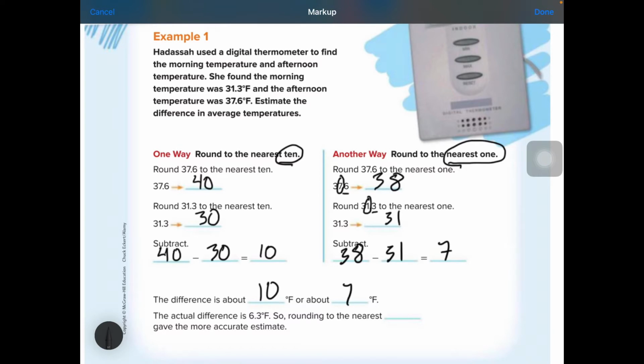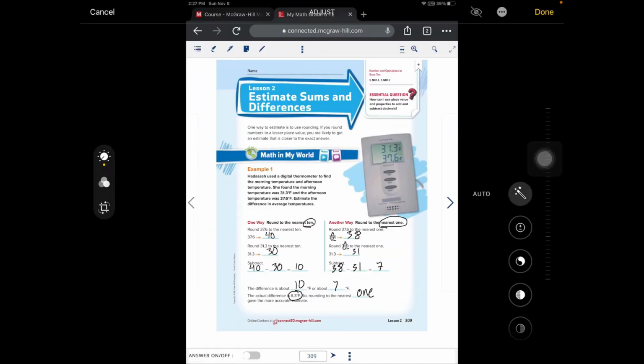The actual difference is 6.3 Fahrenheit, so rounding to the nearest 1 gave us a more accurate estimate, or a more precise answer. Okay, it's important to pay close attention to instructions with this chapter.